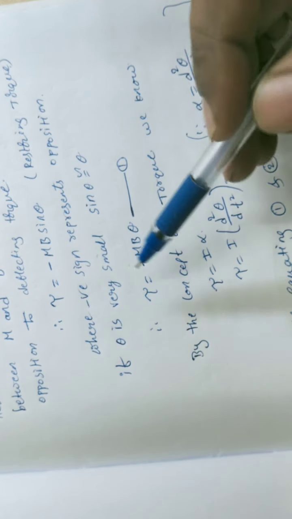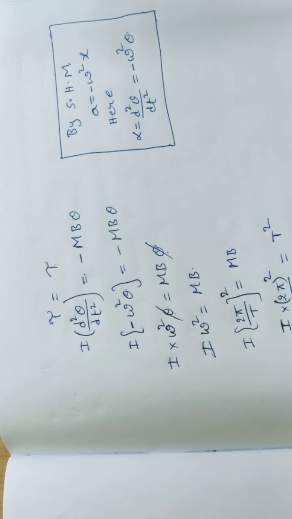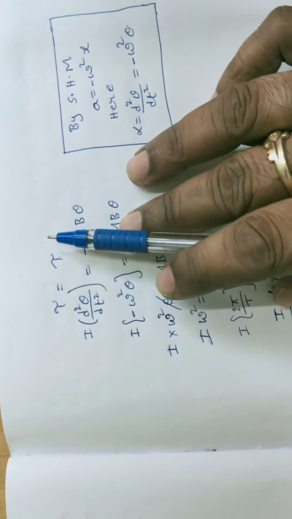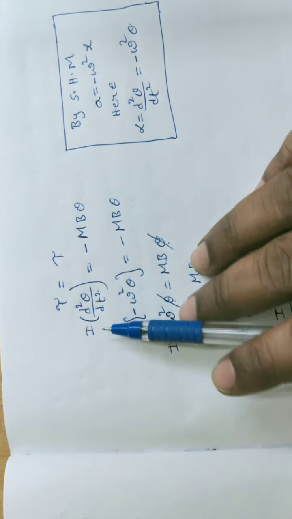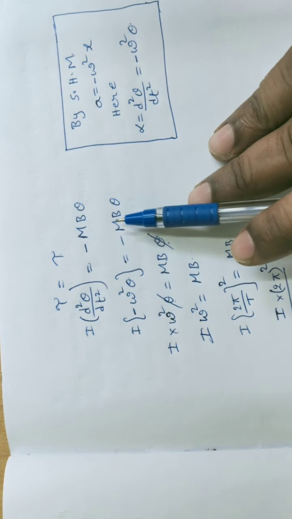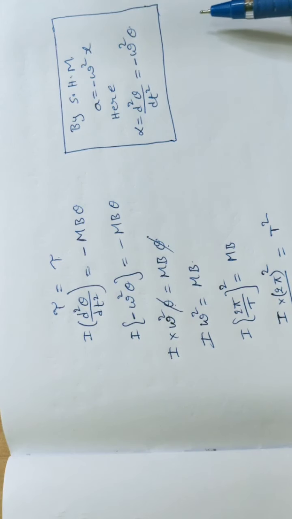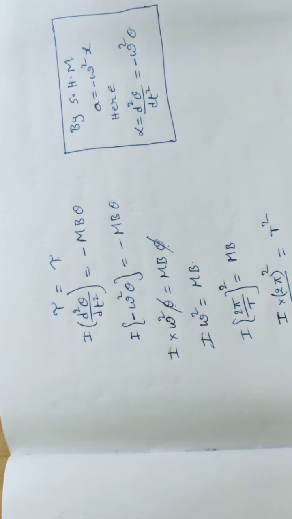So, students, this is the restoring torque and this one is the torque. Both are tau values only. Now I am going to equate both. On equating, tau is equal to tau: I into d square theta by dt square is equal to minus mB theta. So this one is oscillating in a magnetic field.